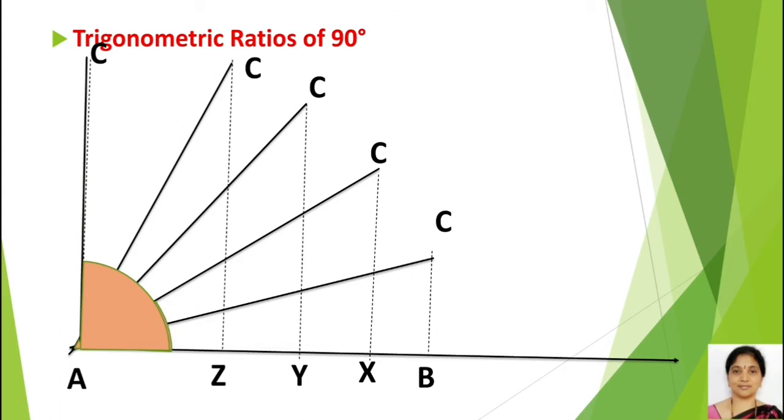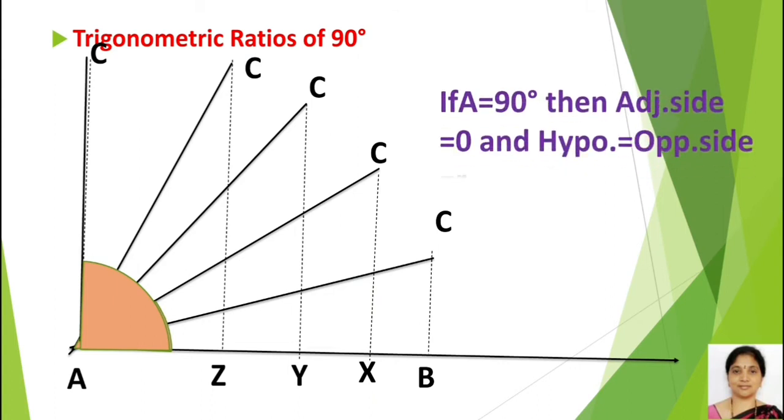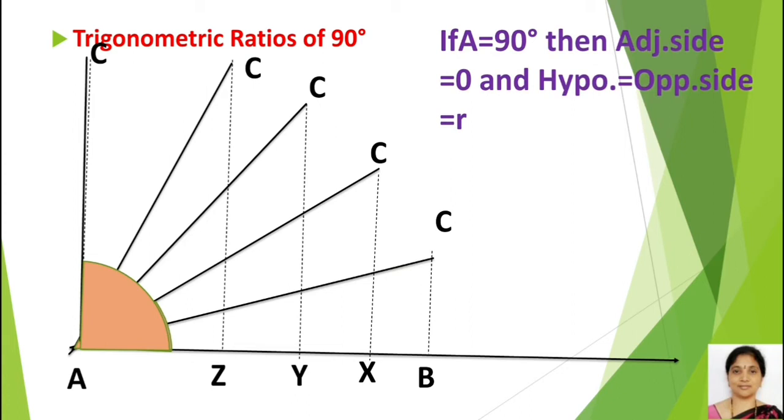And observe the adjacent side. When the angle is increasing, the adjacent side is decreasing. Finally it reaches the zero value. So if A is equal to 90 degrees, the adjacent side is 0, and the hypotenuse and opposite side are both equal to R.